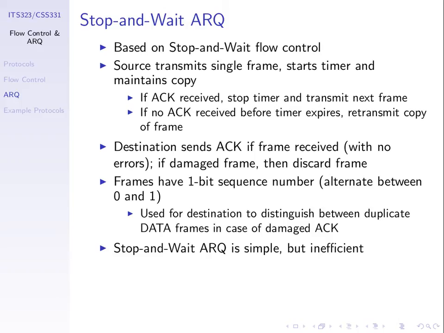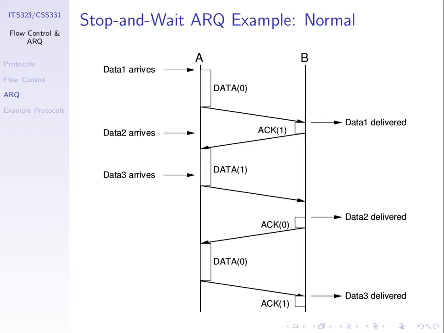Our frames will include sequence numbers. We'll see why in a moment, but we need a one-bit sequence number in our frames. With one-bit sequence numbers, the frames will go 0, 1, 0, 1, 0, 1. So let's see it in operation. Just an example of the normal case. In this case, there are no errors, so it's easy. And it looks just like Stop and Wait Flow Control.